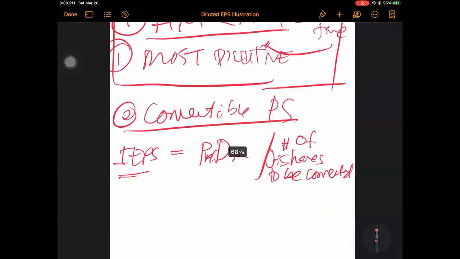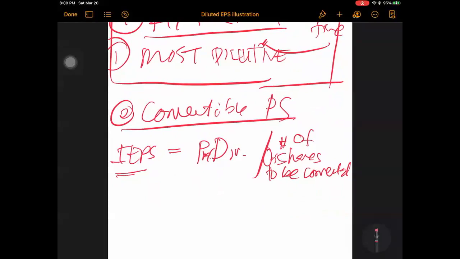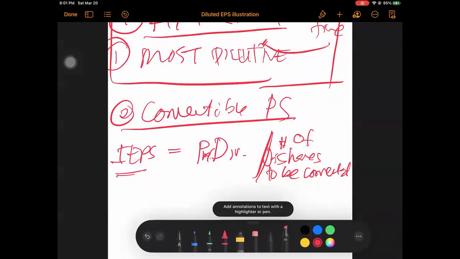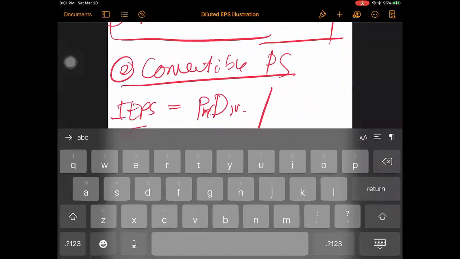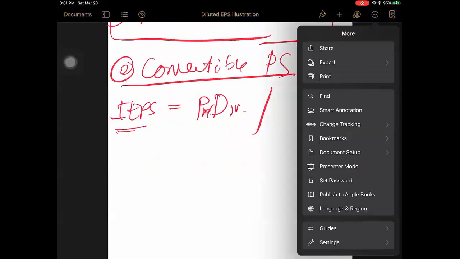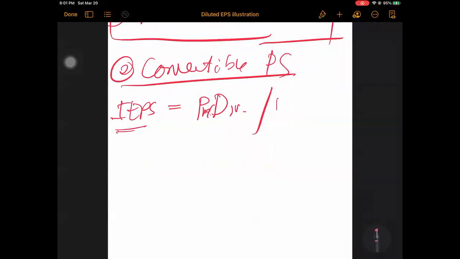So we need to get the preference dividend, di ba? Mao man itong adjustment, divide by the kung pila sa ma-convert. Pila ka shares ma-convert imong preference share into ordinary share. Number of ordinary shares. Okay. Number of ordinary shares if we convert the convertible preference share. So that's how we compute the incremental earnings per share.